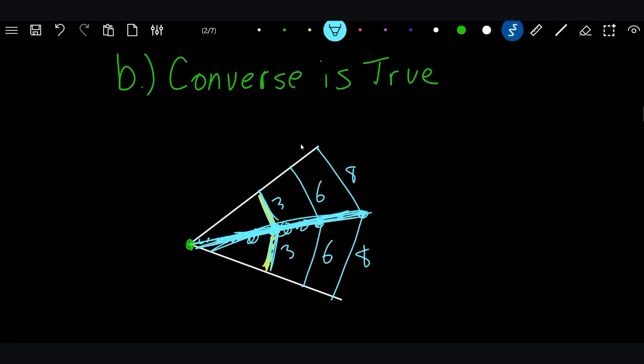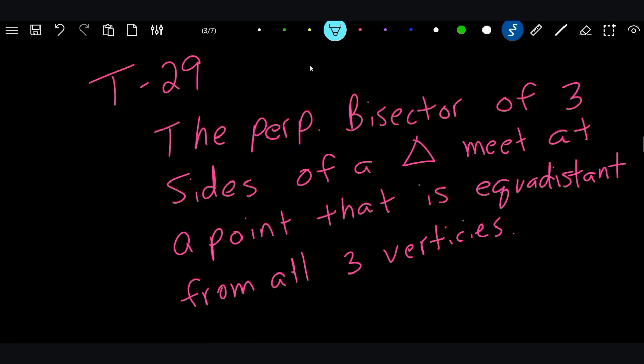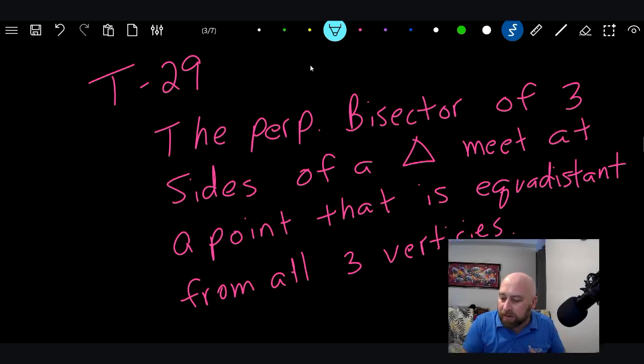Okay, let's see, what else do we have? Let's look down at theorem number 29. This is on page 109. I'm actually going to be doing 3 lessons in this video, so sometimes these geometry lessons are pretty short, so I like to stack them all in there and not do a separate video for each one. So this is 2.24, concurrent lines. Theorem number 29 says the perpendicular bisectors of the sides of a triangle meet at a point that is equidistant from all 3 vertices.